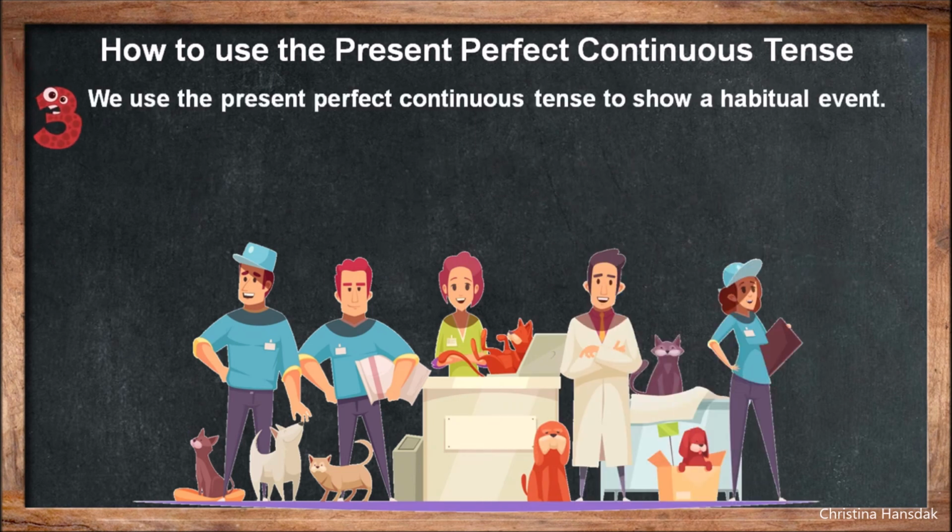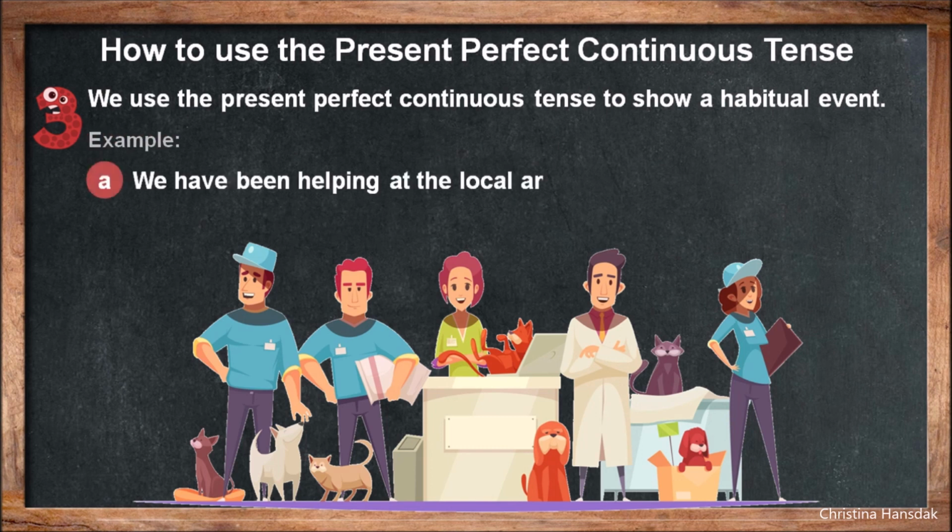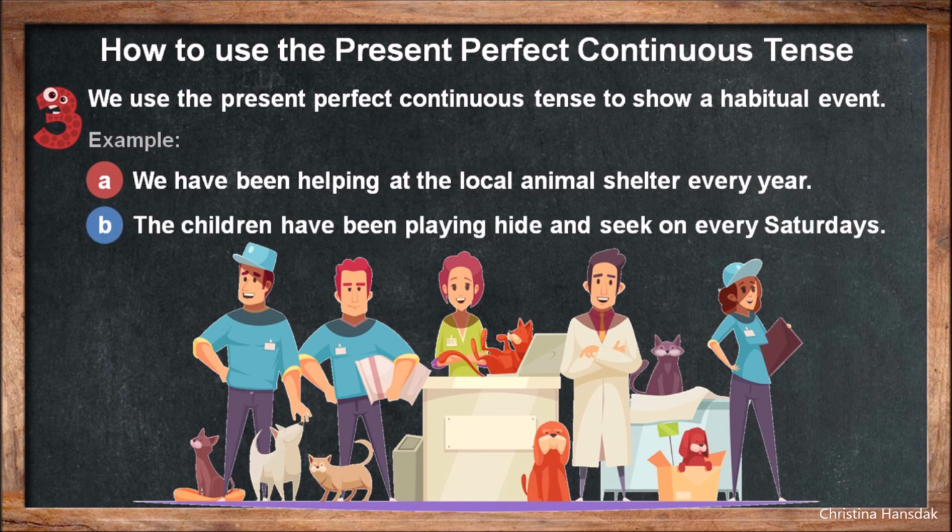Point number 3. We use the present perfect continuous tense to show a habitual event. Example, sentence number A. We have been helping at the local animal shelter every year. Sentence number B. The children have been playing hide and seek on every Saturday.